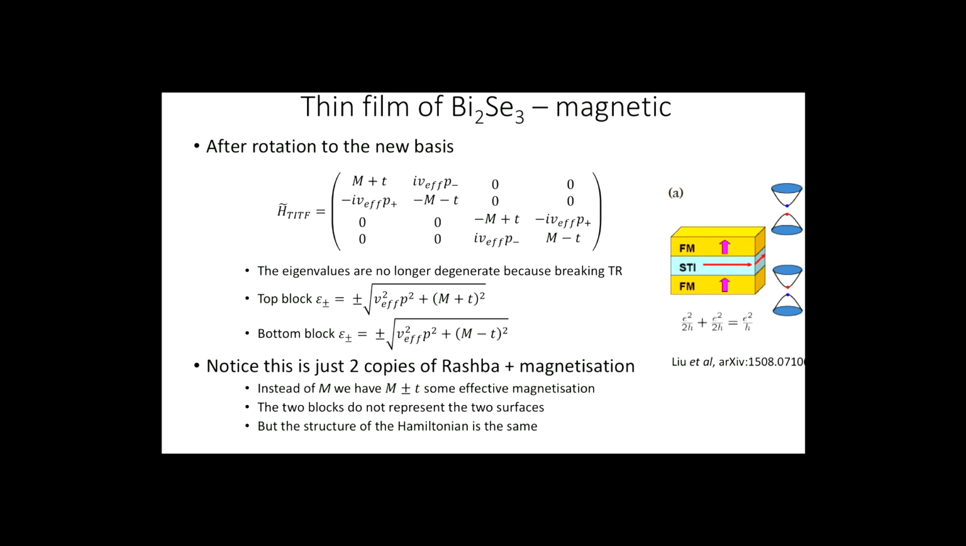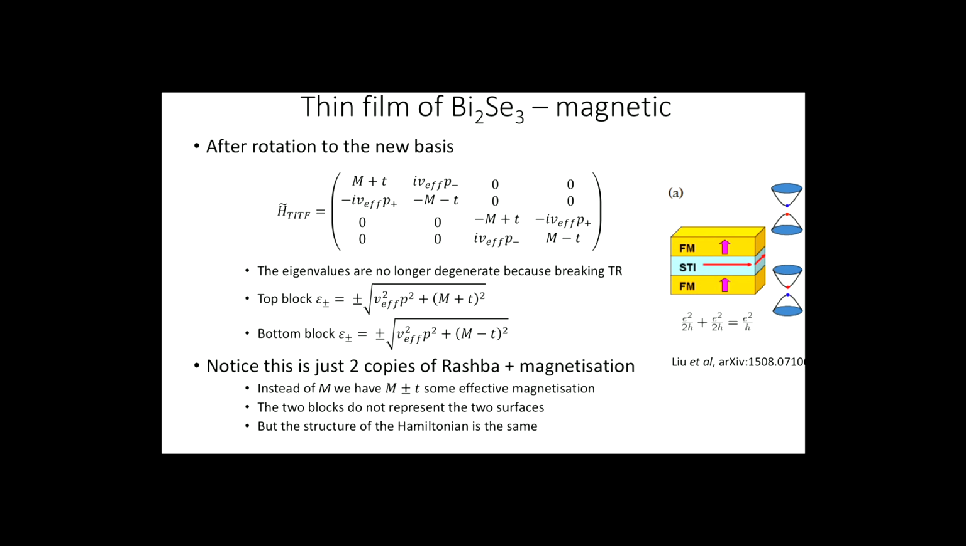You end up with two blocks. In the top block, you have the magnetization renormalized by tunneling, and minus the magnetization renormalized by tunneling; that is, magnetization plus tunneling, magnetization minus tunneling.